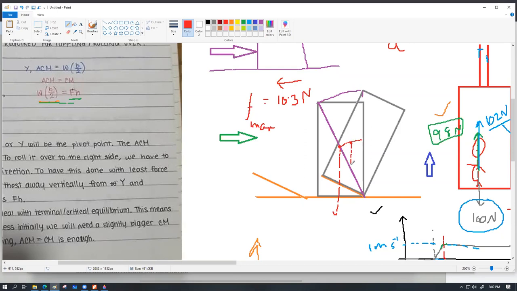So when the object is somewhat in this orientation, say when the center of gravity is over here, then the weight is going to work along this line. So what I'm trying to show you is that as the object keeps on rolling, my distance is slowly decreasing, right?